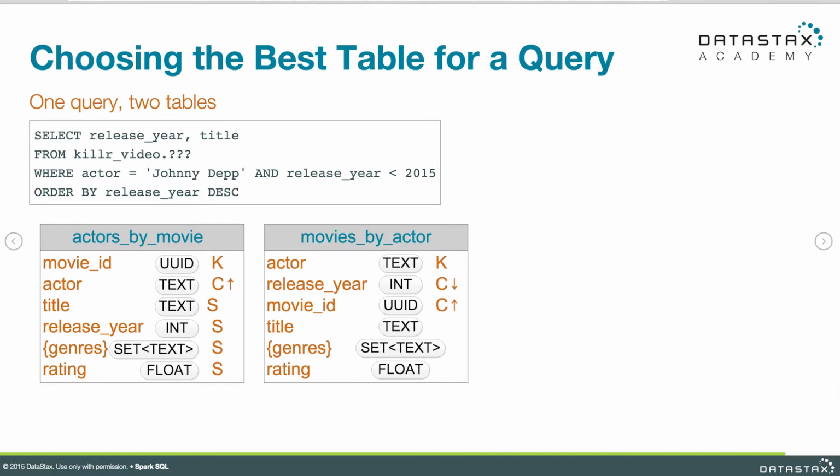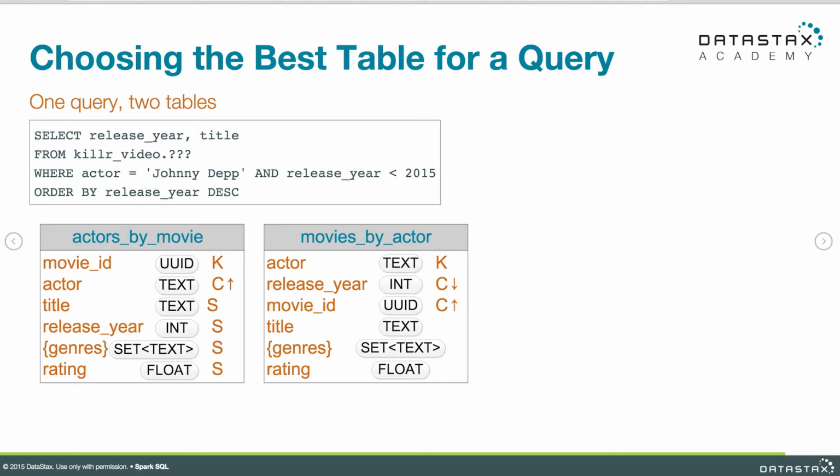To answer the question, you have to understand the Cassandra data model fairly well. If you look at the actor column in actors by movie, it's a clustering key. It's not a part of the partition key. So what Spark is going to have to do is get these results from every node in the Cassandra cluster. That's going to take a lot of work. That's not going to be an efficient query at all.